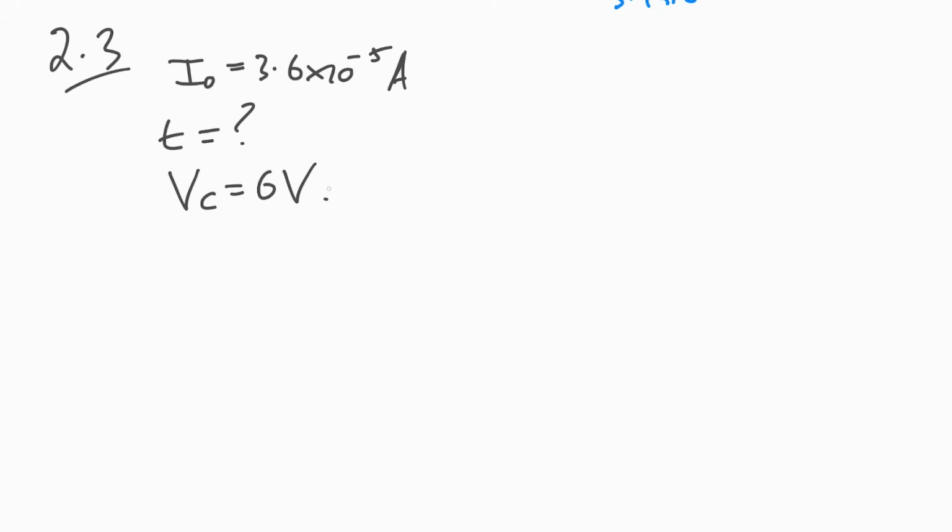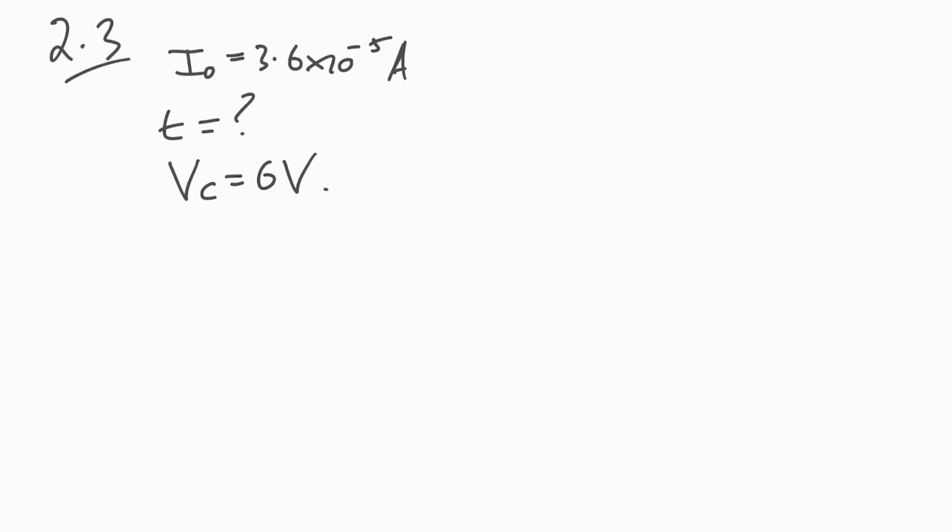2.3, current at time 0 is 3.6 times 10 to the minus 5 amps. Determine the time at which VC is 6 volts. Okay, T equals something for VC equals 6 volts. So what, are we going back in time? No. This is a bit tricky because we don't know the EMF. We don't know the voltage supplied. And that's what we need to find out first.